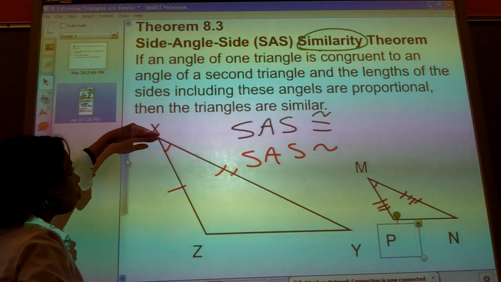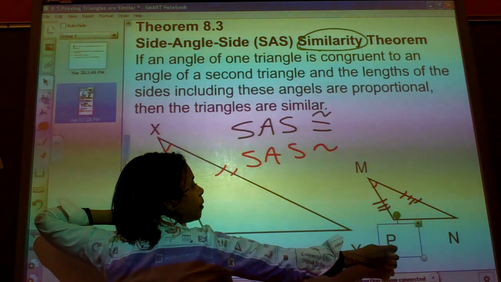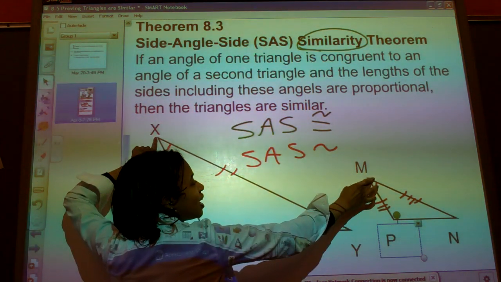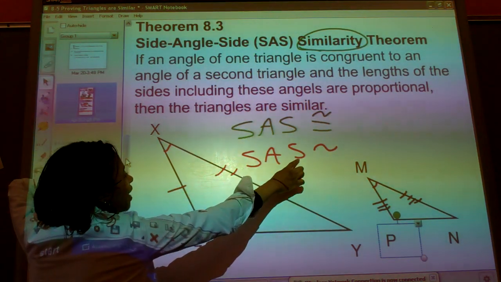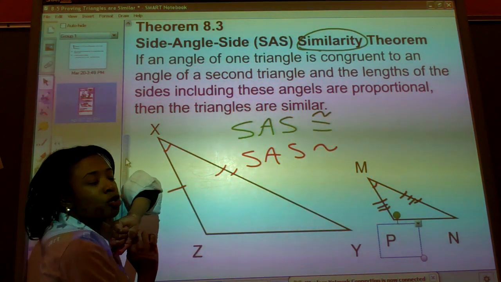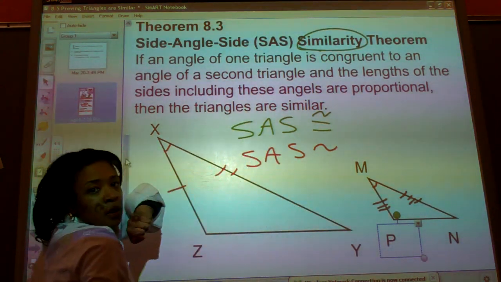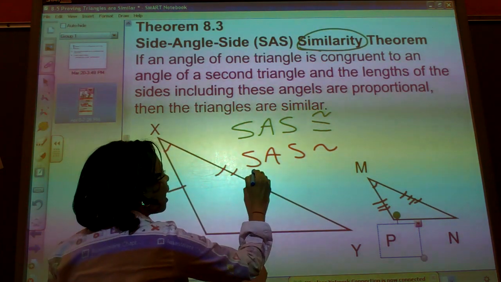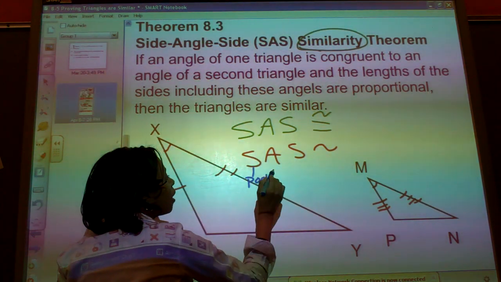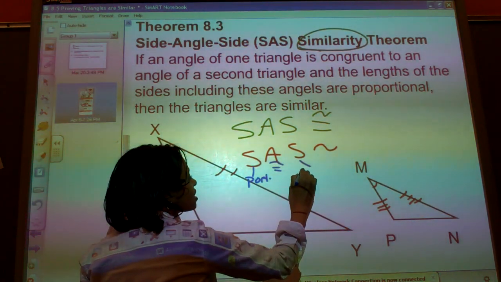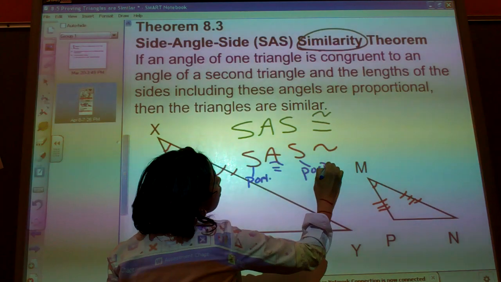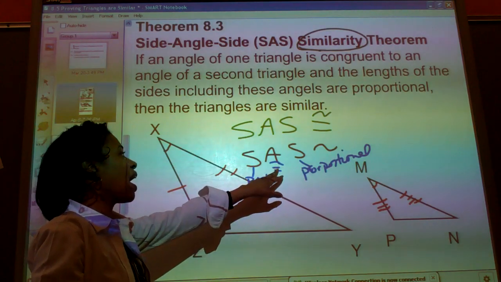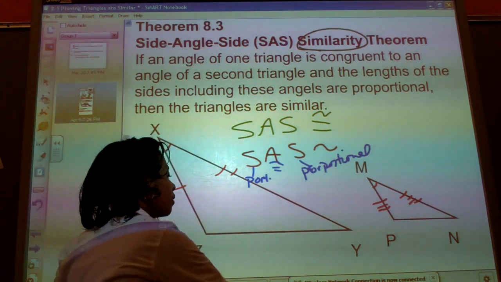So again, ZX is proportional to PM. Then I need the angle. Which angle am I talking about? Angle X is equal to angle M. And then the last side, XY, is proportional to MN. So side angle side. The side will be proportional, angle will be congruent, and this last side again will be proportional. So proportional side, congruent angle, proportional side.